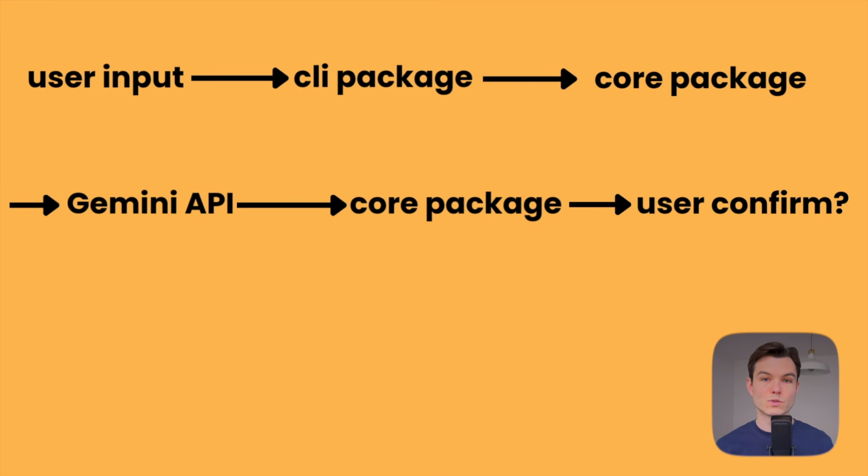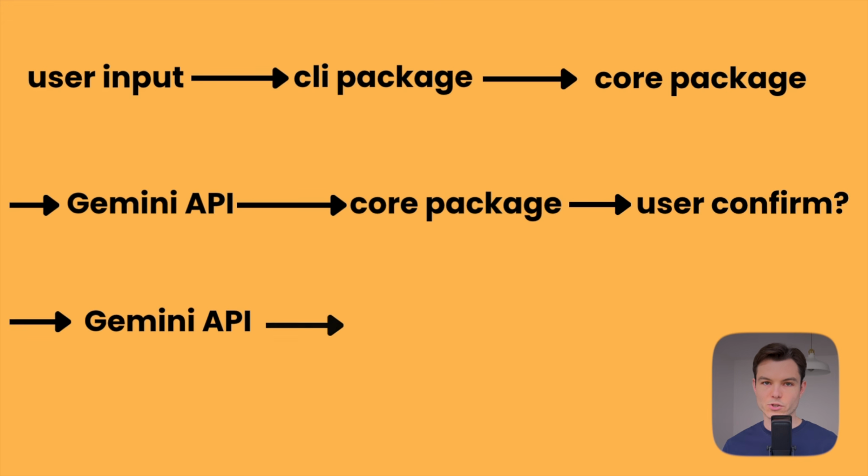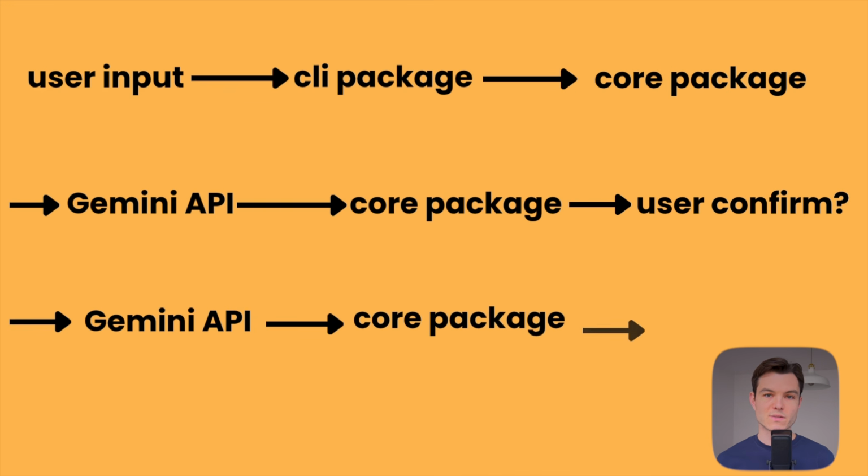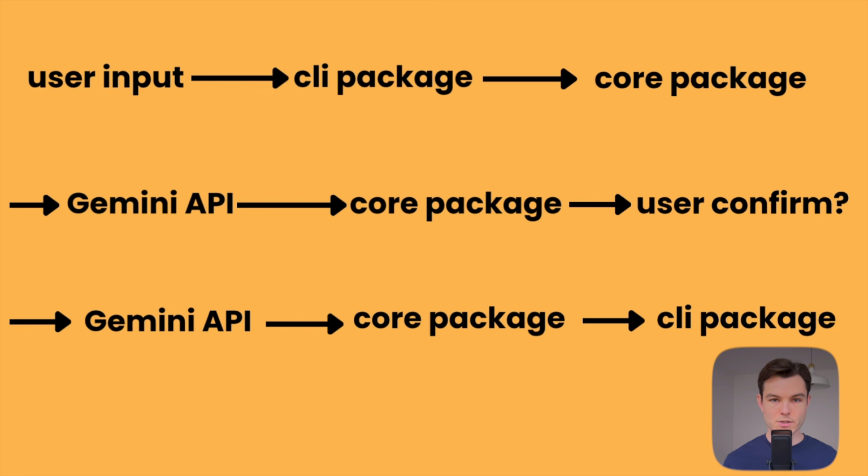After approval, the tool runs inside the configured sandbox. The result then is returned to Gemini API for further processing. The Gemini API processes the tool output and generates a final response, often combining model reasoning with the data retrieved by the tool. The core package receives the response and sends the final structured response back to the CLI package. The CLI renders the result in the terminal showing formatted text, code blocks, or file diffs. And if checkpointing is enabled, the operation is locked with a snapshot for potential rollback.